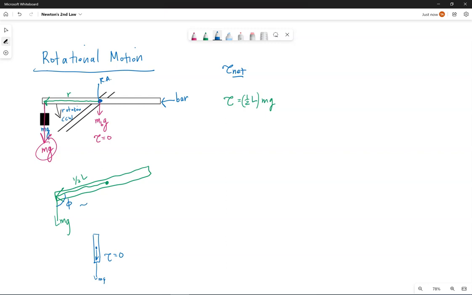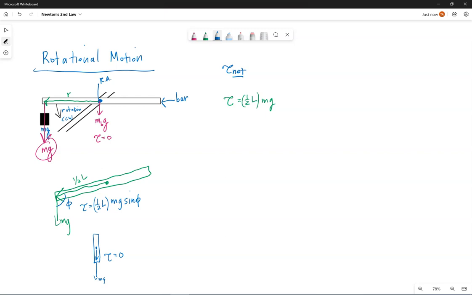The torque at any point in between will be half the length of the bar, mg, times the sine of whatever that angle happens to be at the moment. So the torque is changing, but there is a torque until the bar is vertical. So we want to be able to relate this torque to the motion.